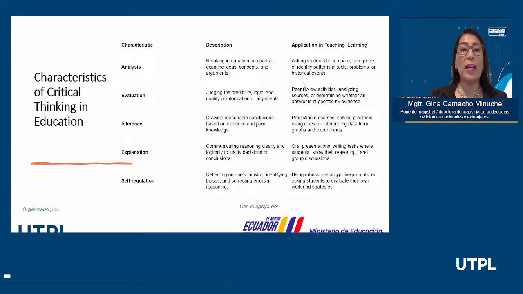Here we have some main characteristics of critical thinking in education. The first one is analysis. We have talked a little bit about it. The other ones are evaluation, inference, explanation, and self-regulation. Here we have the description for each one of them and how to apply them in the teaching-learning process. Let's read the first one.